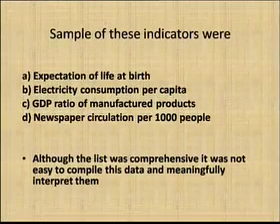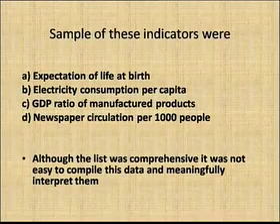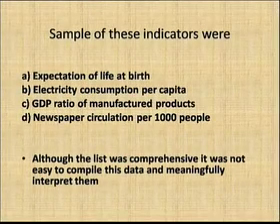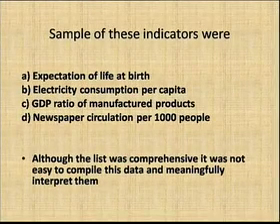Now, just to give you some examples, they said you must have the expectation of life at birth. We discussed it earlier, how many years a person would live after birth. They also said the GDP ratio of manufactured products. How much of the GDP comes from products that come from factories, not from agriculture, not from services. If you have a high manufacturing GDP, that would mean that country has a stable base. So that's the second one.